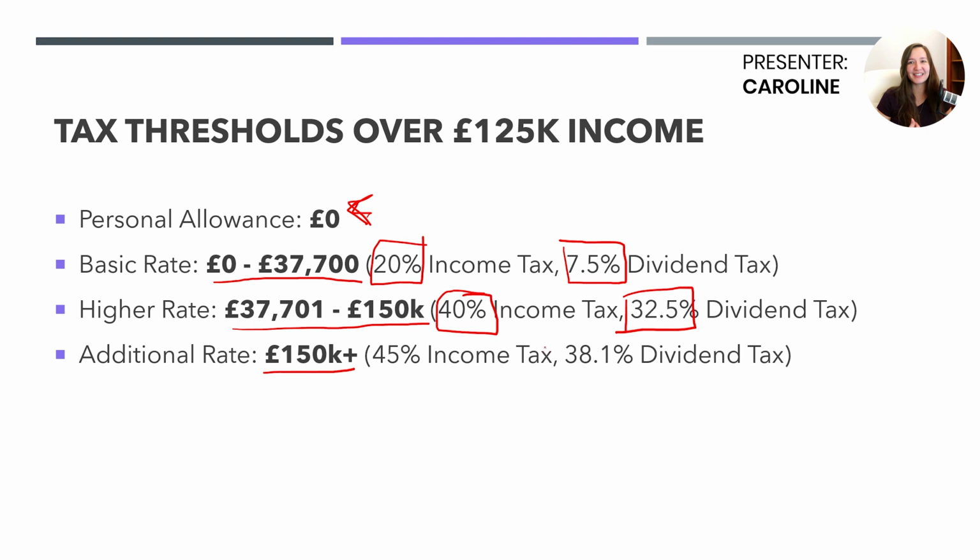So everything else generally stays the same. Apart from when you remove the personal allowance, it doesn't actually mean that you can earn up to £50,000 in the lower rate. What it actually means is that you can receive up to £37,700 in the lower rate, and then everything else gets taxed in the higher or additional rate tax brackets.